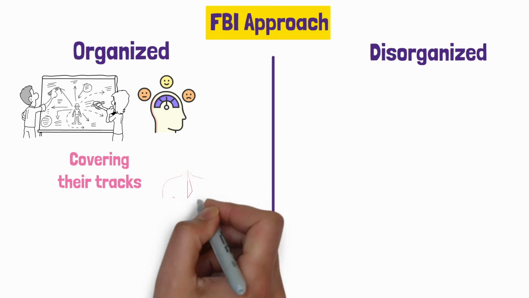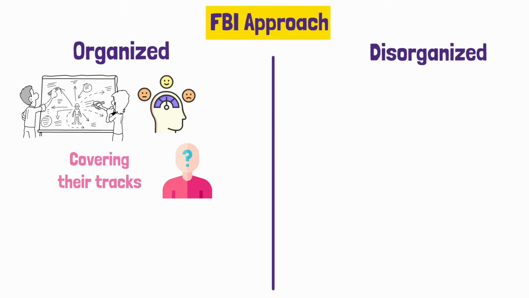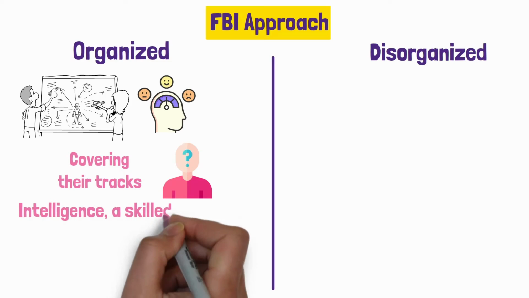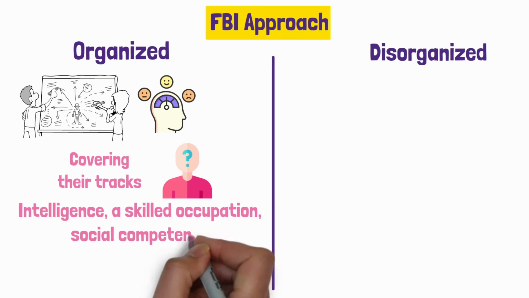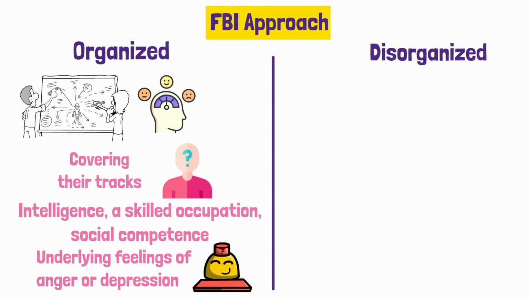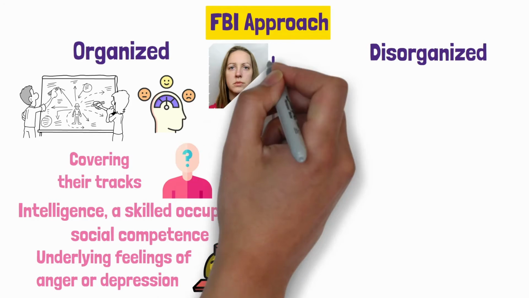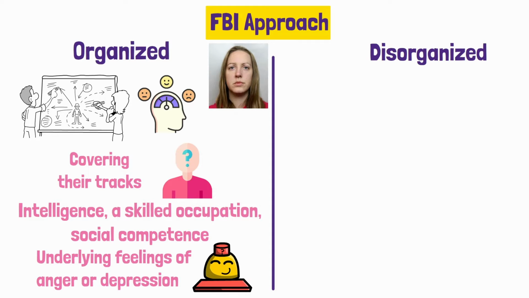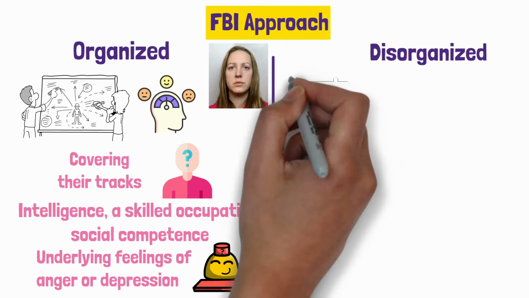They often target strangers. What's intriguing about the organised offender is that they typically possess characteristics like intelligence, a skilled occupation, social competence, and sometimes even underlying feelings of anger or depression. If we were to categorise Lucy Letby as either an organised or disorganised offender, we would place her in the organised offender bracket.